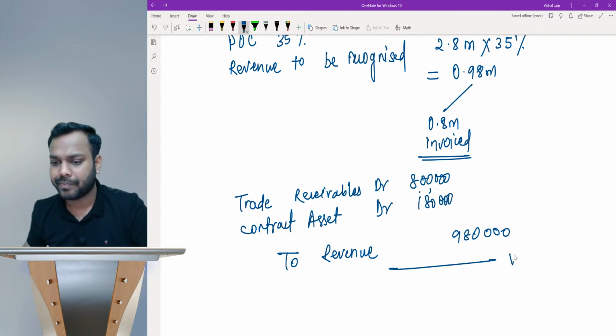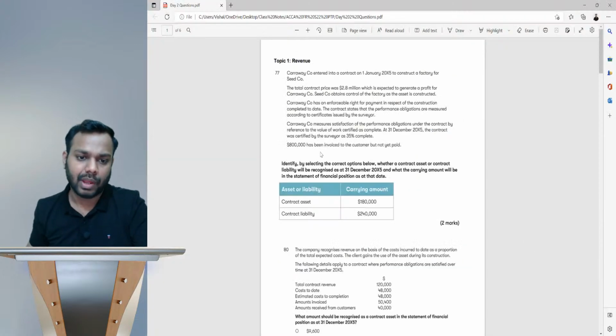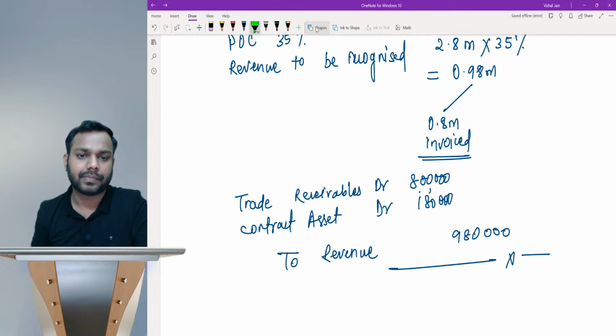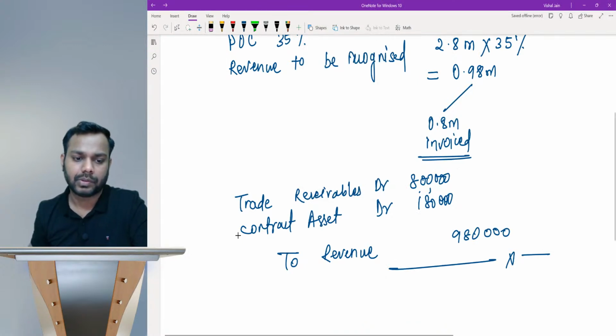Is that clear? Now what does the question ask for? Identify by selecting the correct options below whether a contract asset or a contract liability will be recognized as at 31st December 2005 and what carrying amount will be in the statement of financial position as at that date. So it will be contract asset 180,000. Is that clear, everyone? Question number 77 is clear to everyone? So this is the answer.